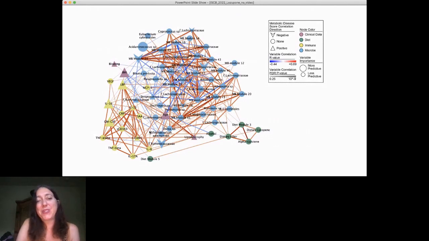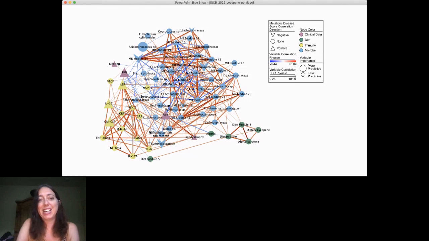So I just want to show here that VSURF did select many different features from all the different categories in predicting the metabolic disease score. So the microbes are in blue, the immune are in yellow, the demographic are in purple, and diet is in green. And reassuringly, we did recover many things that had previously been described to be important for metabolic health. As an example, BMI, or body mass index, was positively correlated with poor metabolic health.